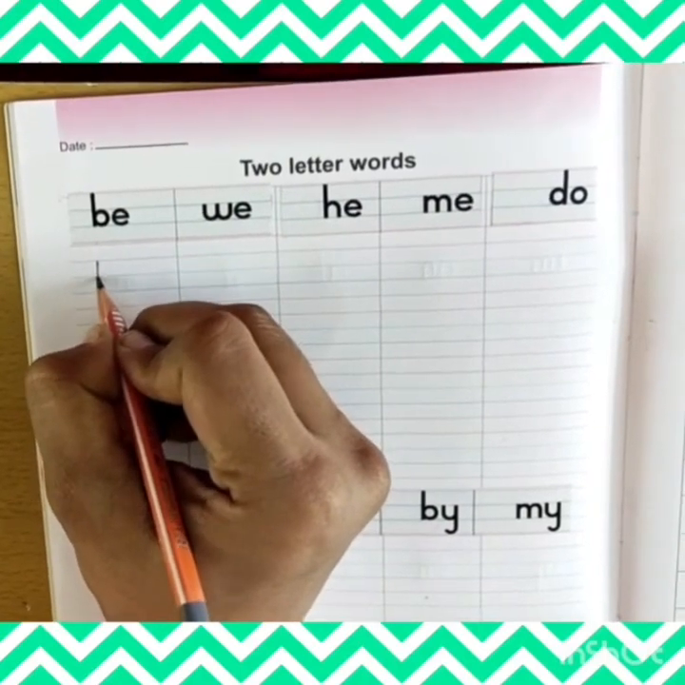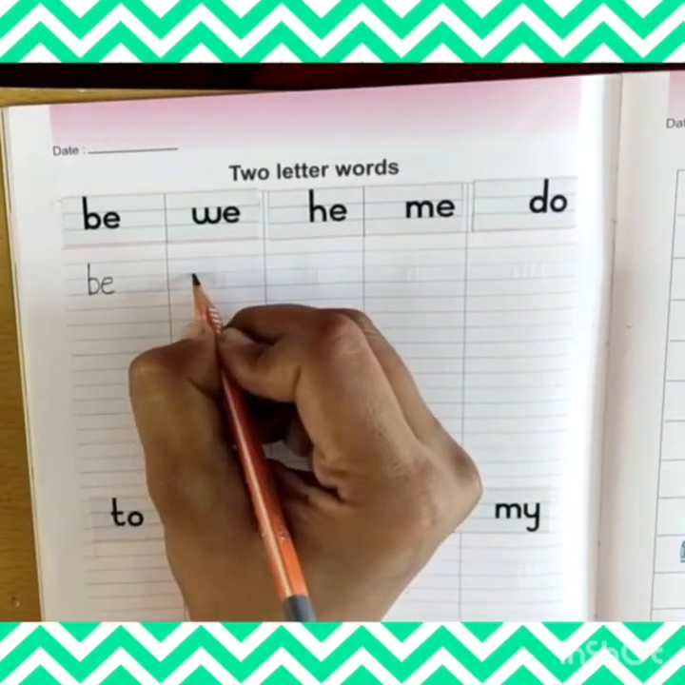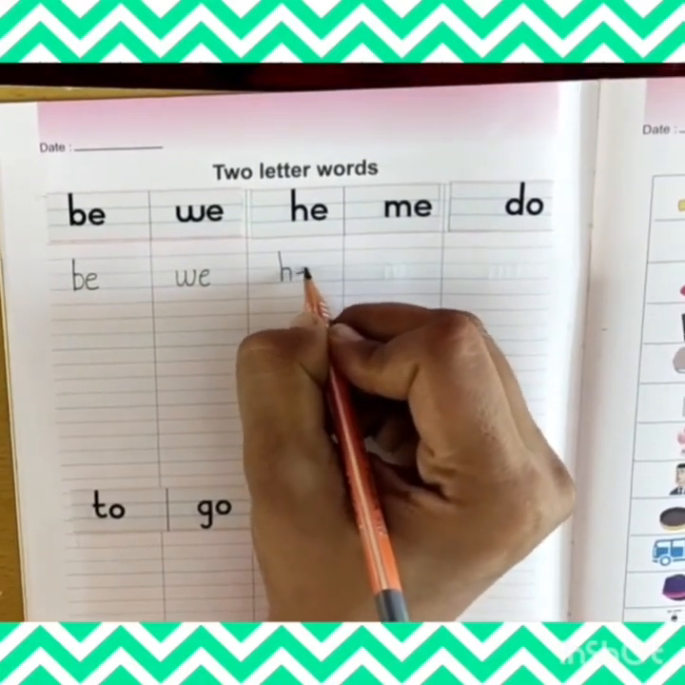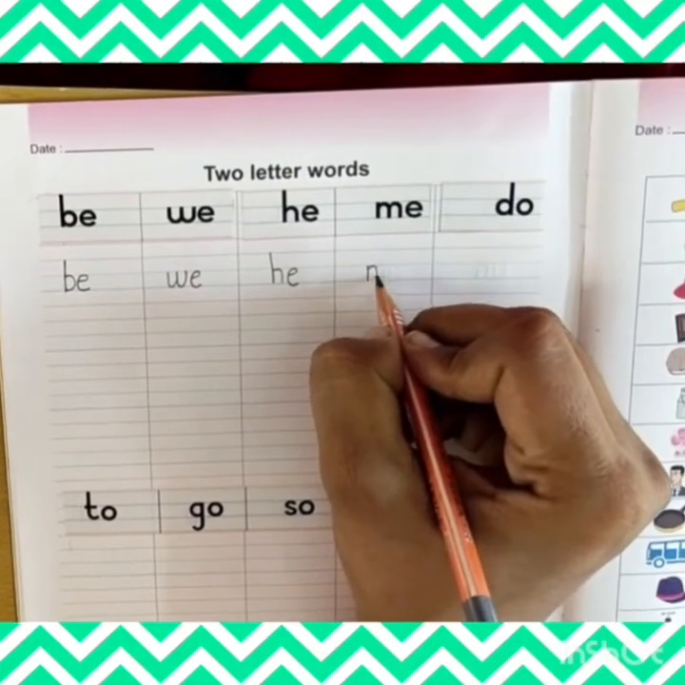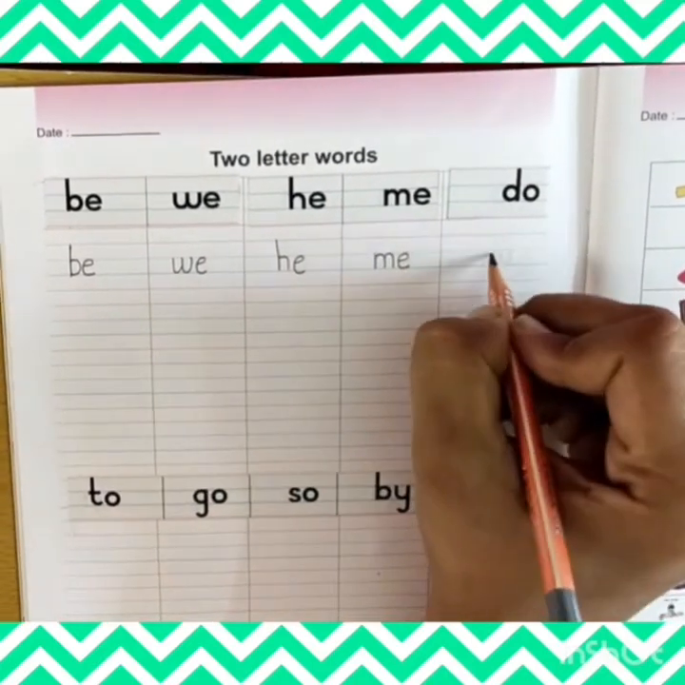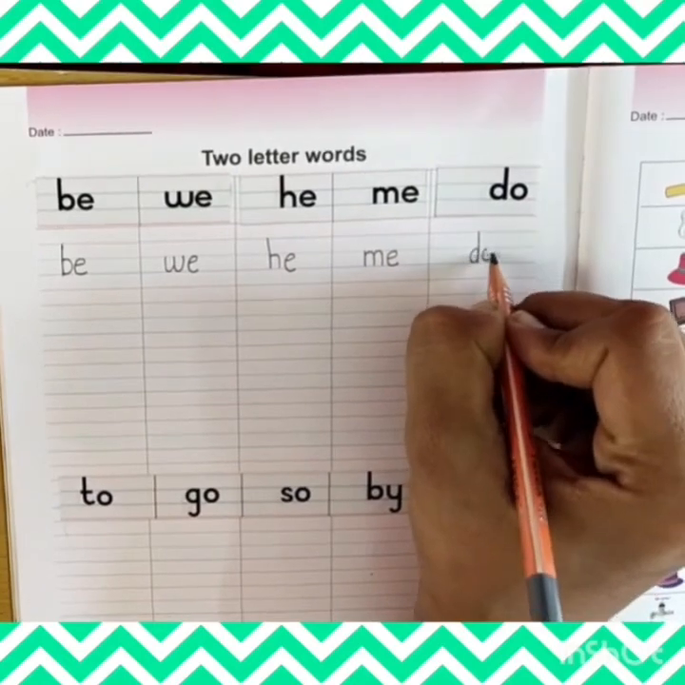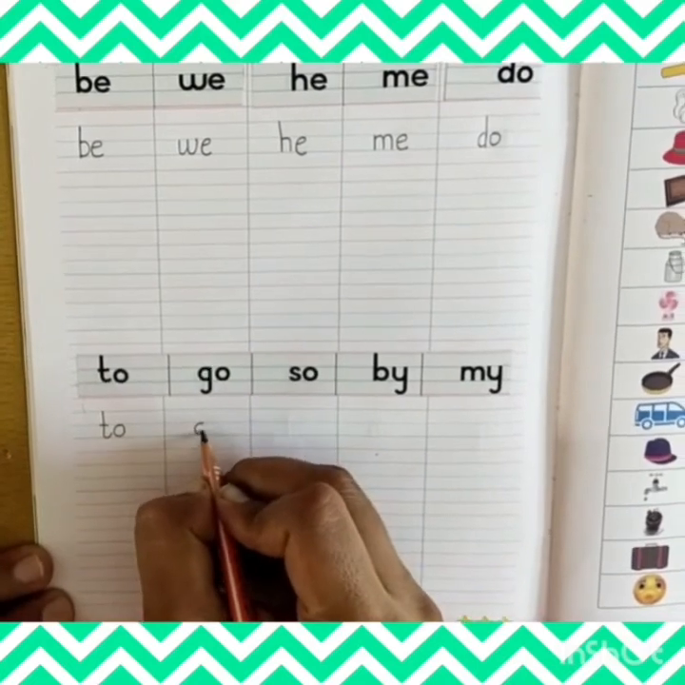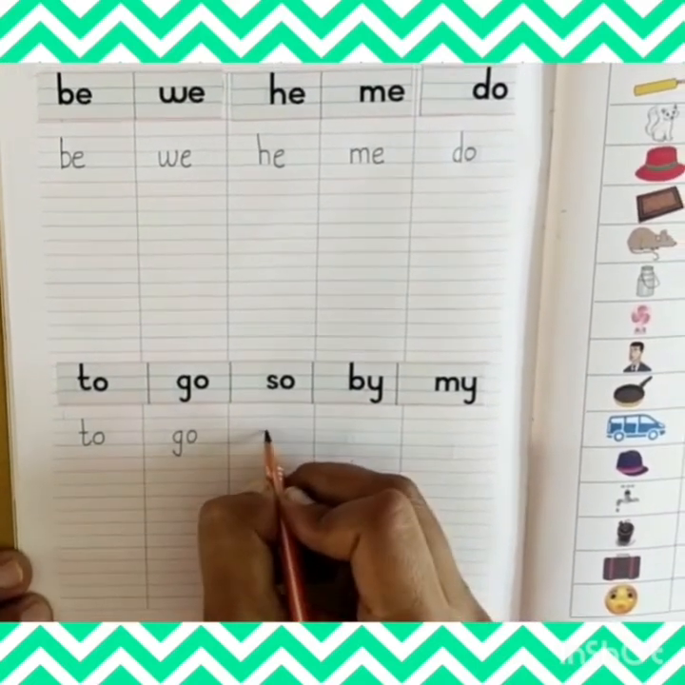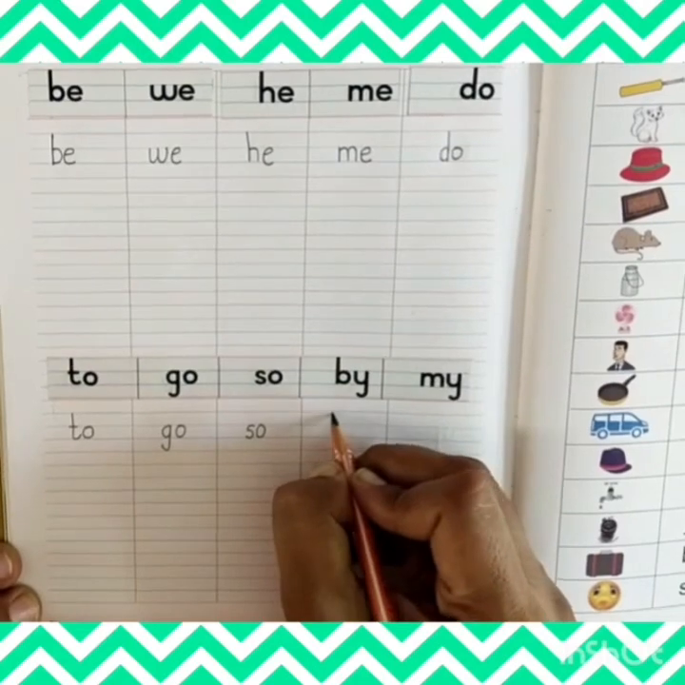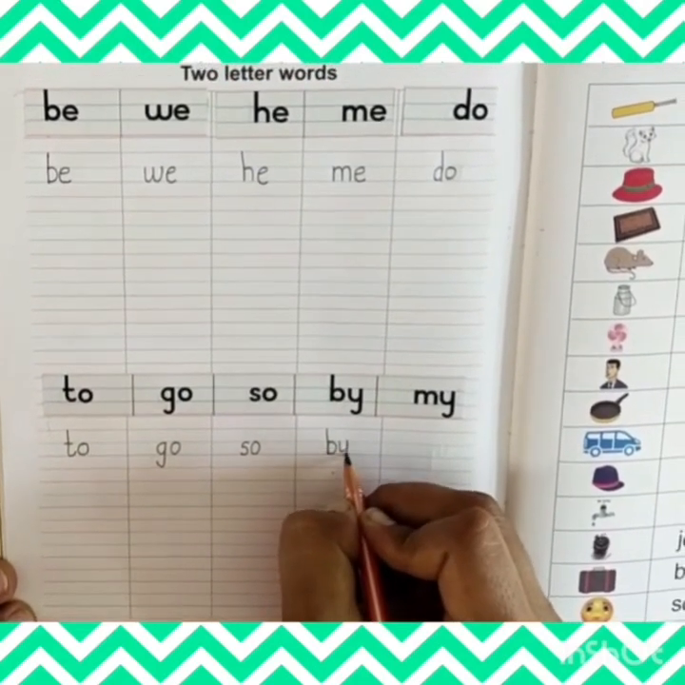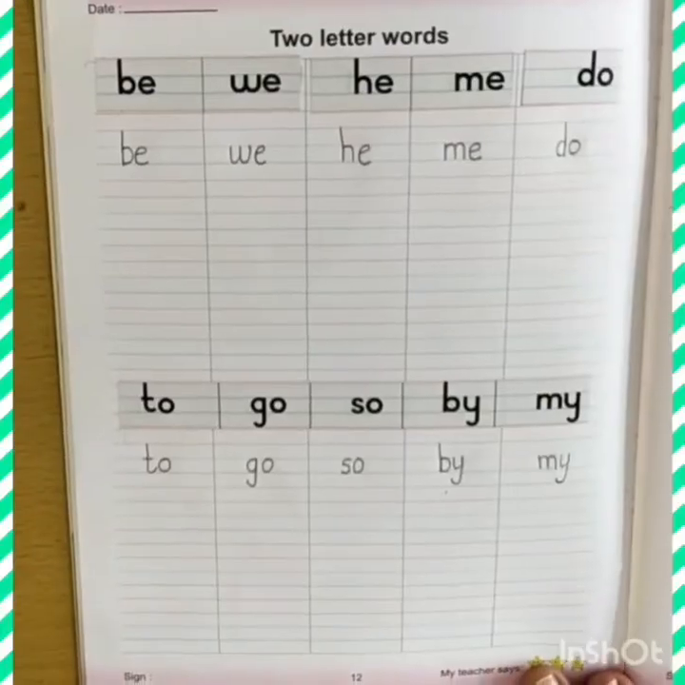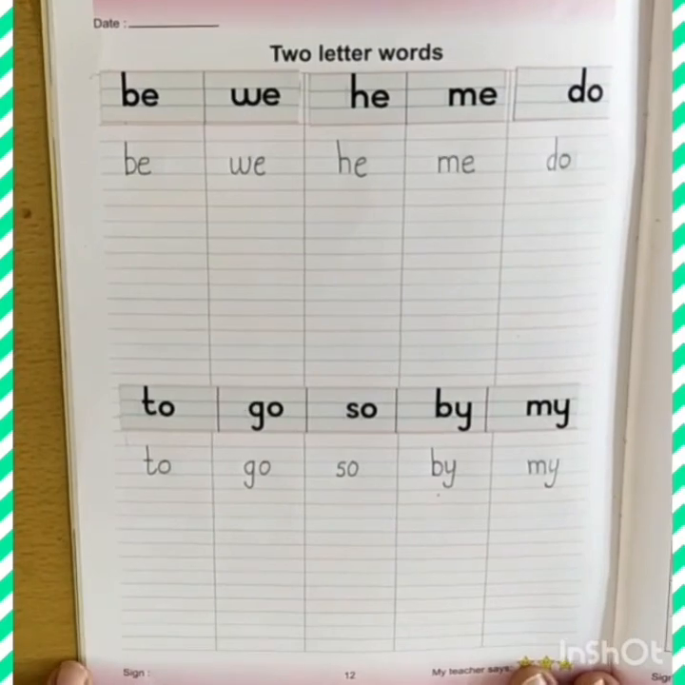BE, be. WE, we. HE, he. ME, me. DO, do. Next one is TO, to. GO, go. SO, so. BY, by. MY, my. So children, like this way you have to complete this page in a neat and clean handwriting.